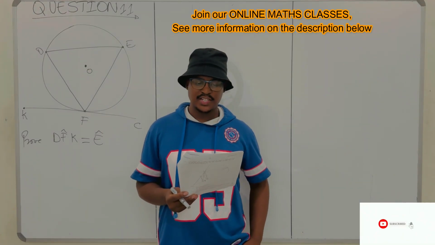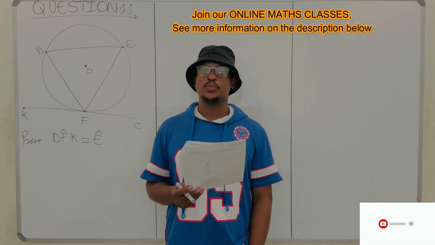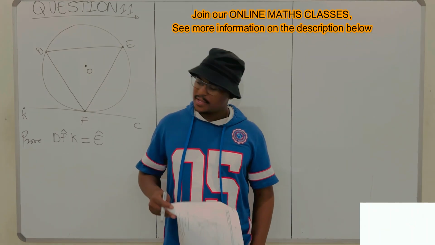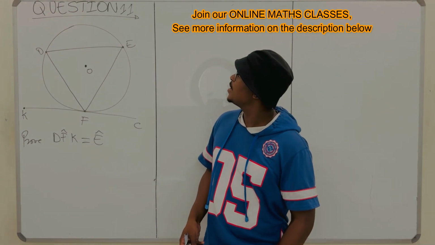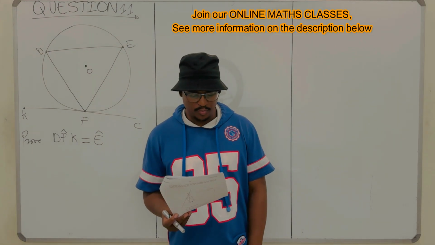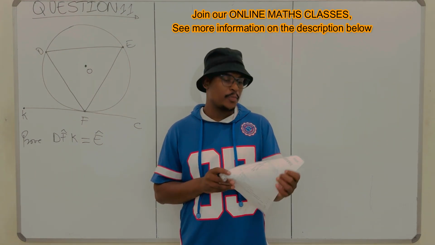So in this video we're doing question 11 of the November 2021 question paper, Mathematics Paper 2. And the topic is Euclidean geometry, as you can see over here. We'll be proving the Tan-Chord theorem in 11.1, and then we move to 11.2.